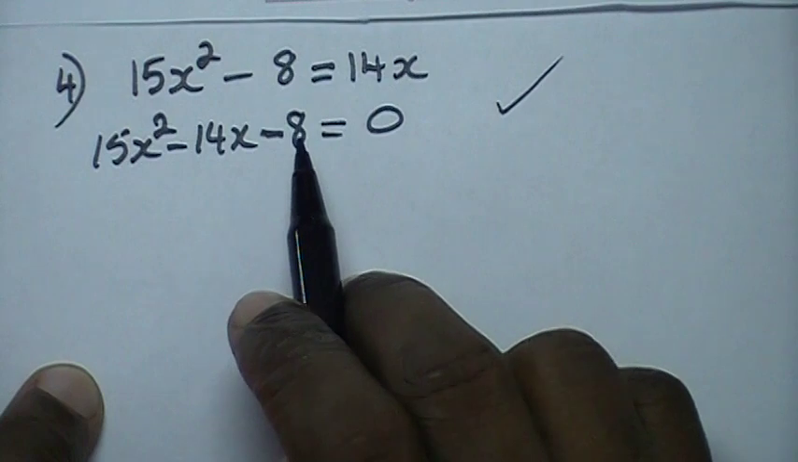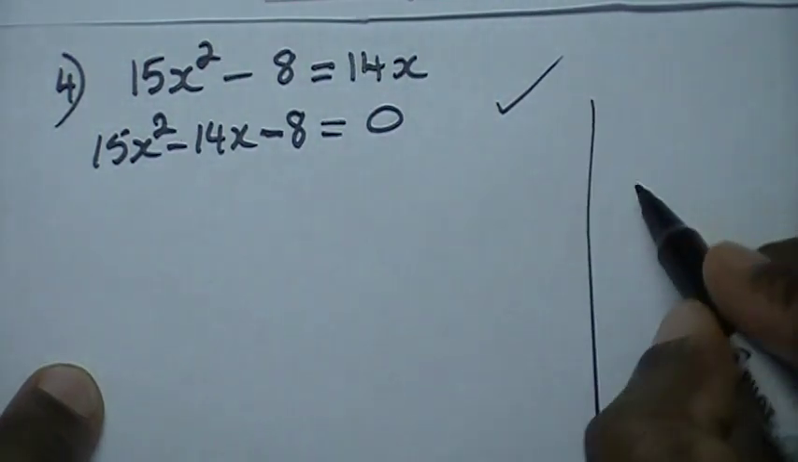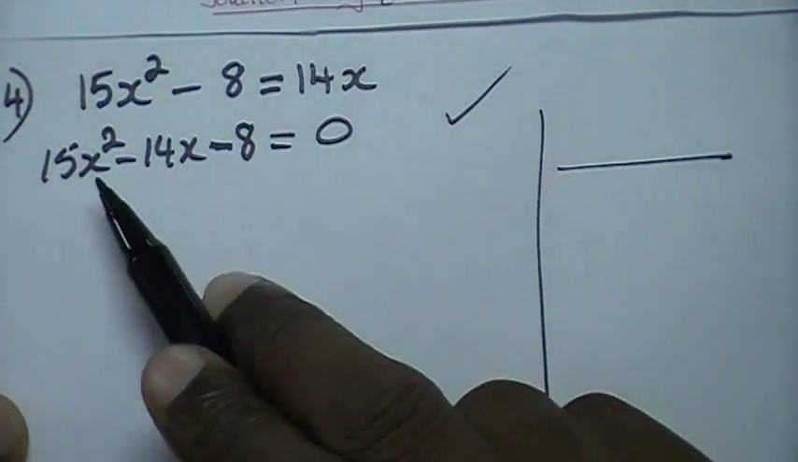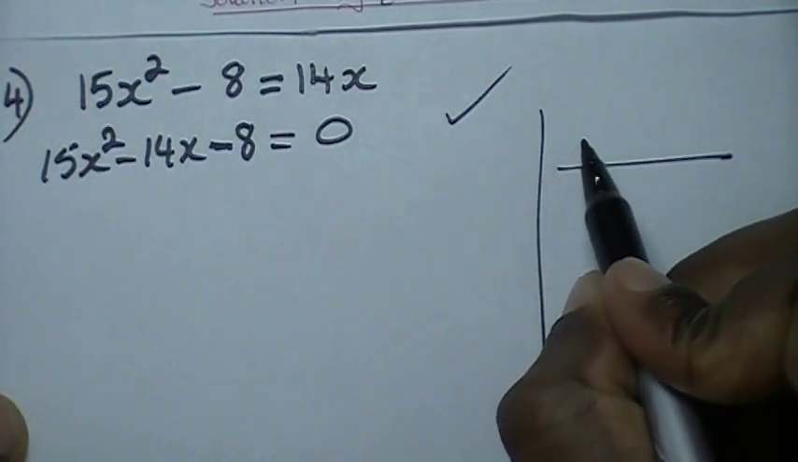First times the last. Let's check that. That will give us 8 times 15, that will be 120.